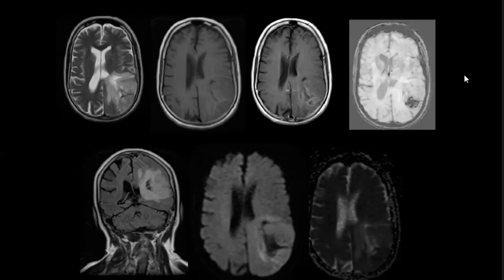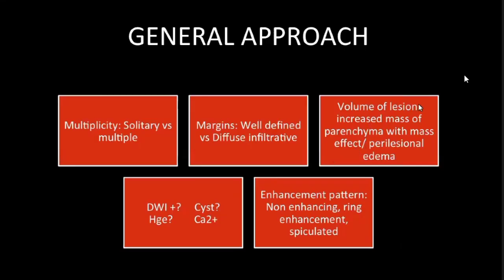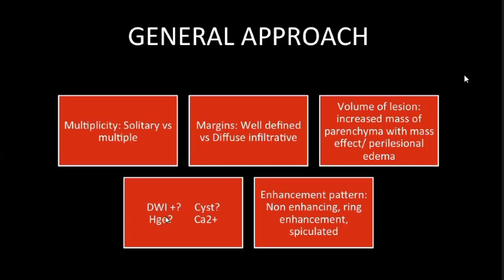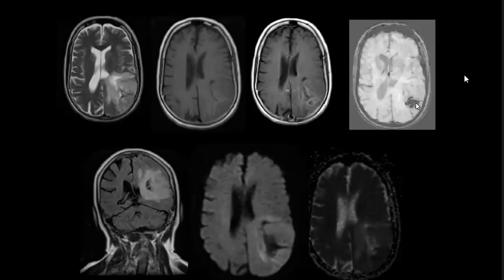Similarly, you have to look at the volume of the lesion. Has it increased the parenchymal mass? Is there perilesional edema? If you look at this, you can see that these are small gyri, but these gyri appear to be swollen. They have increased in volume. So it seems edema, that there is some mass which is replacing the normal brain parenchyma. Edematous, swollen parenchyma is seen. Similarly, you have to look at the hemorrhage, calcium, cyst. In this case, we can see that there is calcium. We appreciated that even on the CT images.